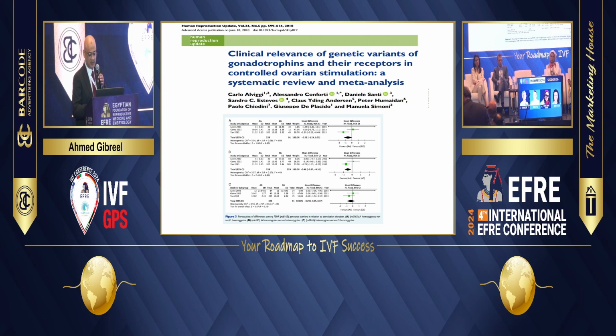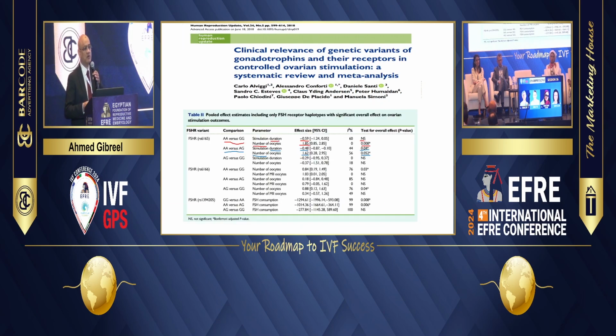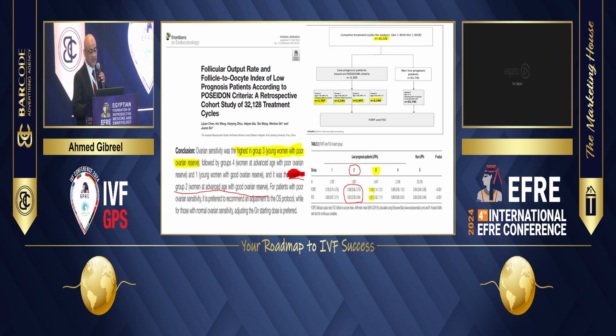But this is for basic science, because we will not ask women to do a profile of their gonadotropin receptors. And now the question is, we now know that Posidon criteria group 1 and group 2 might be hyperresponders, and group 3 and group 4 are true poor responders. So what I'm expecting from those groups to get the higher FORT, the higher FOI, which group would give me more oocytes when I give them gonadotropin?